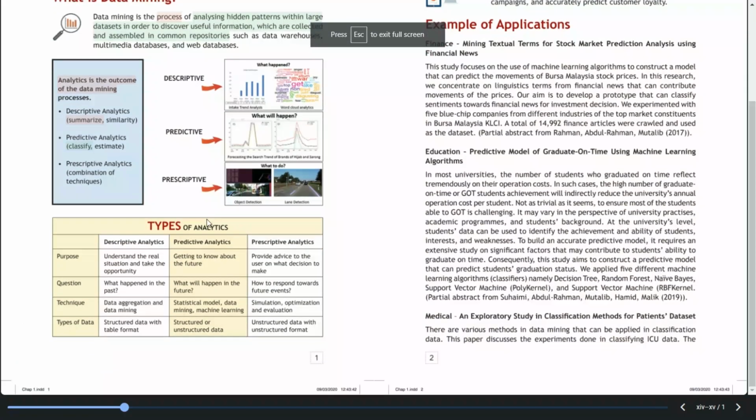Okay. So kat sini dia kata descriptive analytics to understand the situation and take the opportunity. Question: what happened in the past. Technique, even descriptive you boleh guna data mining, tapi biasanya orang guna statistical analysis je lah. Type of data: structured data with table format.